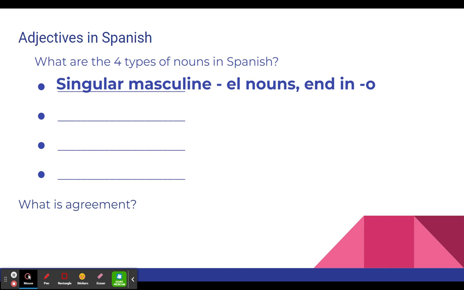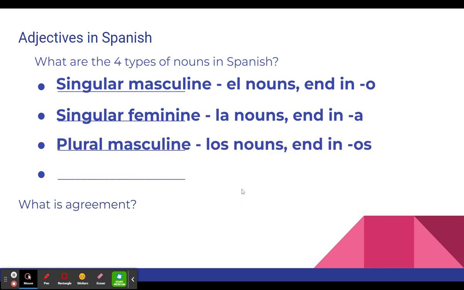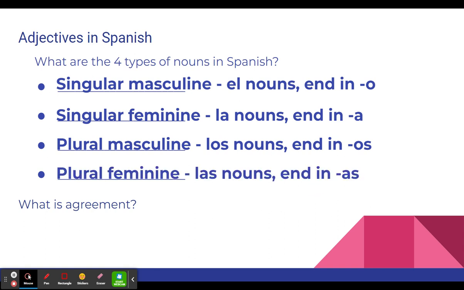There are singular masculine nouns. These nouns will have el before them and generally end in O. There are singular feminine nouns. These will have la in front of them and generally end in A. There are plural masculine nouns. These will have los in front of them and they end in os. And plural feminine, which will have las in front of them and generally end in as.